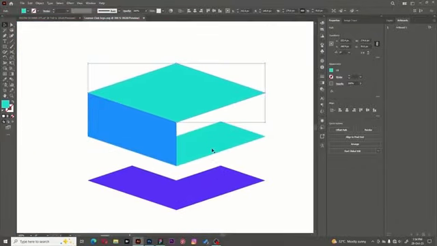Now the difference between the two is that vector graphics are resolution independent. That means that we can resize it up or down, scale it up, scale it down, and it does not pixelate or lose its quality. And that is why vector graphics are suitable for logos, for scalable vector graphics, for icons, and for art that can be printed in any size.